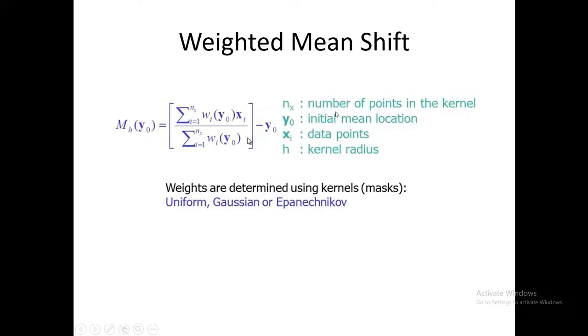Here nx gives the number of points in the kernel, y0 is the initial mean location, the xi are the data points, and h is the kernel radius. This h will define how big this circle will be.